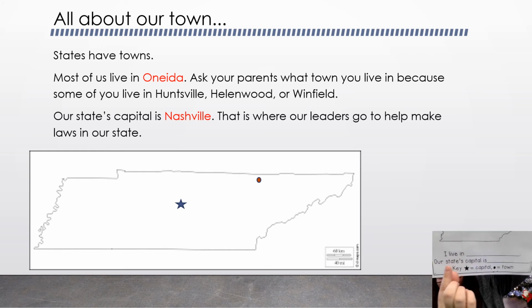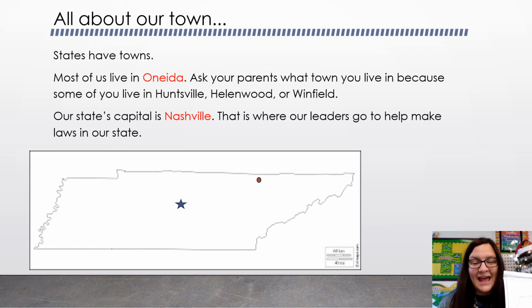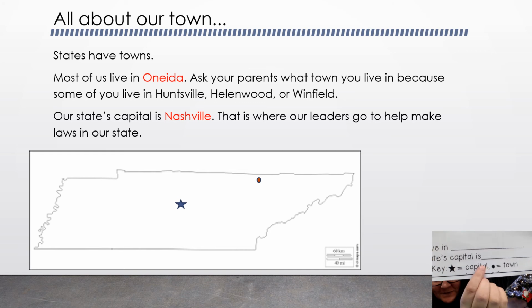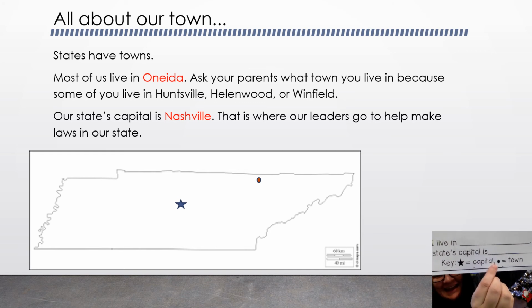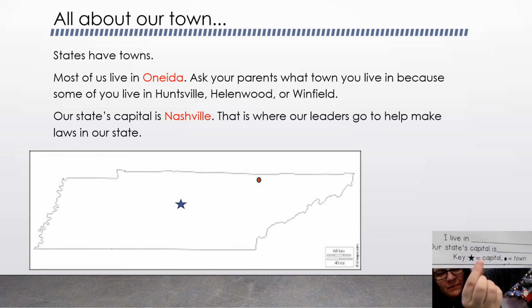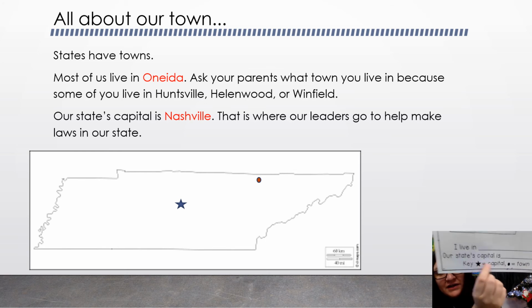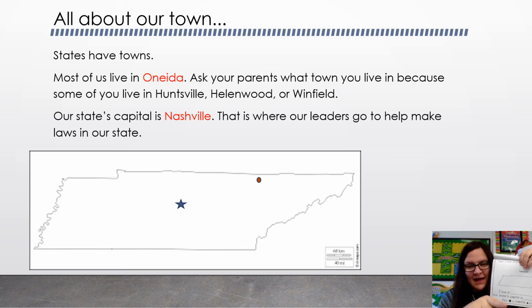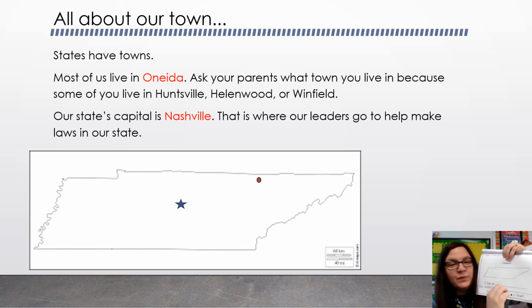And it says our state's capital is Nashville. That's where our leaders go to help us make our laws in our state. Now, on a map, whenever you see a map, towns are represented by little dots, little circles. See this? And capital cities are always represented by a star. So I have actually put on my map the star, which is where Nashville is.